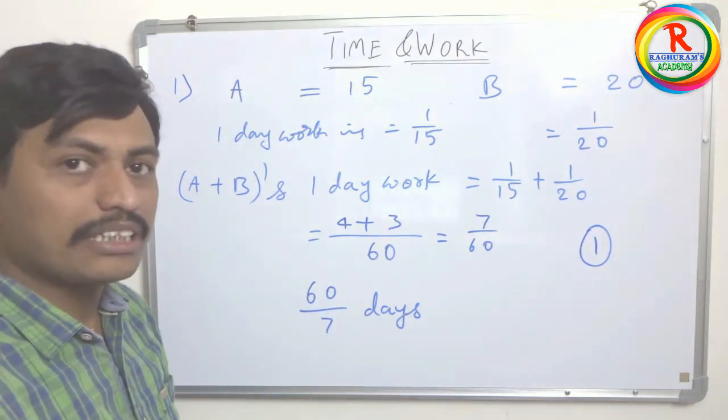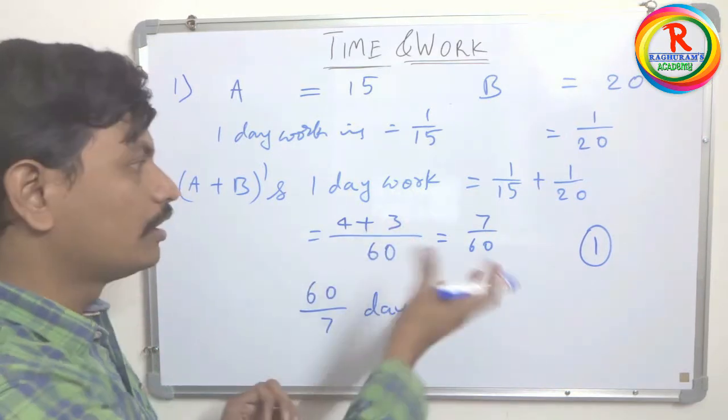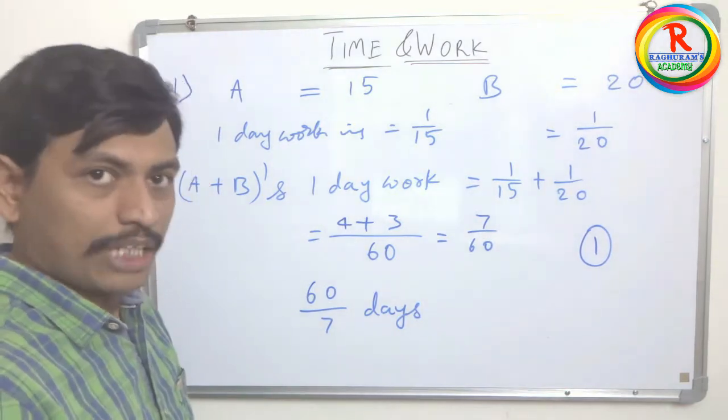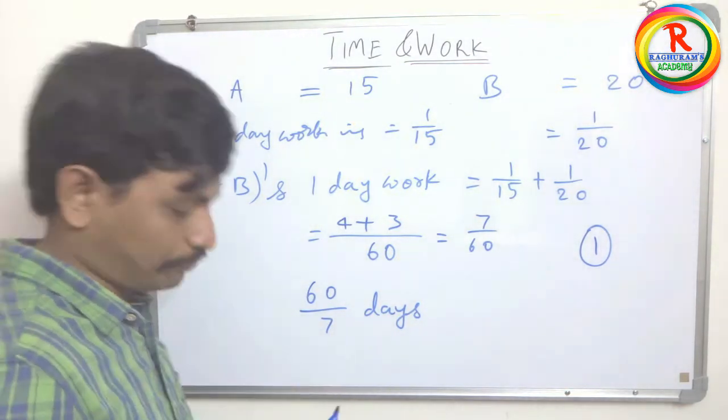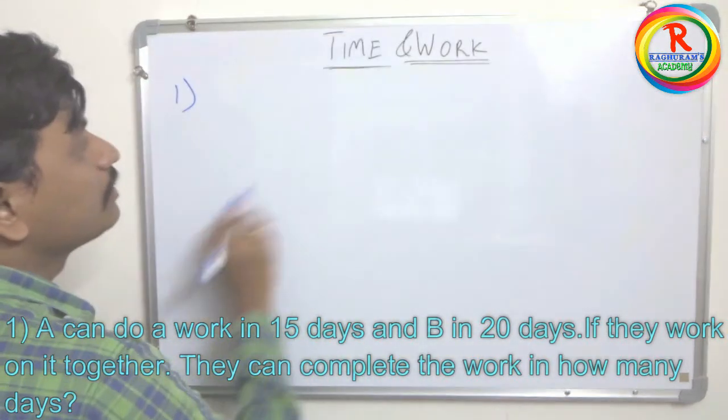This is the normal method. It's a complicated method to find the LCM, and with all these additions it takes much time. I'll tell you the shortcut method. Now let us see the shortcut method.